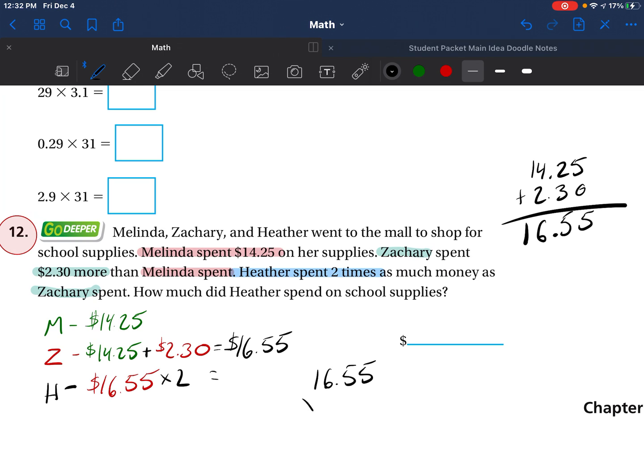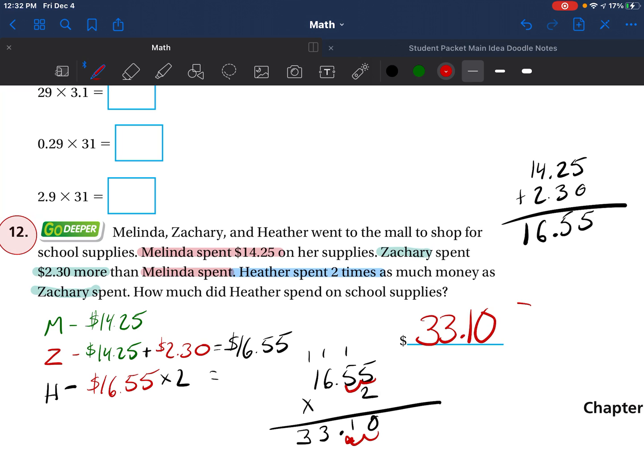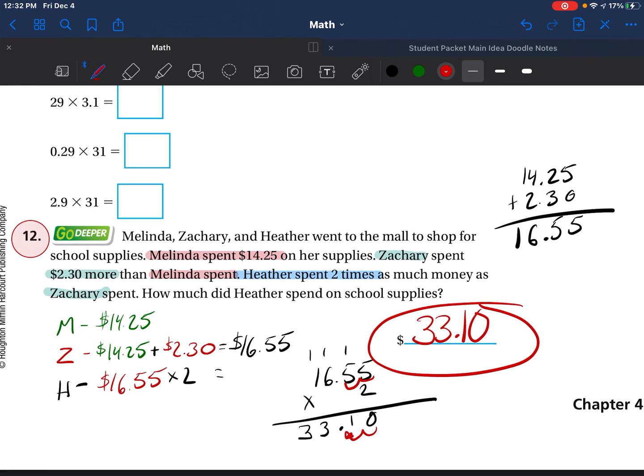So $6.55 times 2. 2 times 5 is 10. 10 again plus 1 is 11. 12 plus 1 is 13. And 2 plus 1 is 3. So I already brought my decimal down, as you can see, but if we want to make sure, I have 2 places, 2 places. So her grand total for her little shopping spree was $13.10.